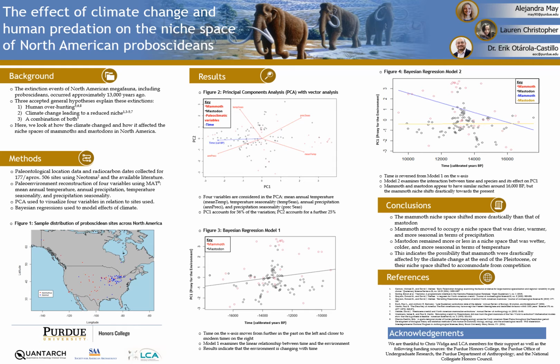This data indicates that proboscideans, and mammoths specifically, were reacting to a change in the climate at the end of the Pleistocene. This data could also indicate competition between mammoths and mastodons, leading mammoths to shift into a different niche space to avoid further competition. Overall, we see significant shifts in the niche space of some proboscideans. However, there is still more data that can be collected and therefore room for these patterns to change.